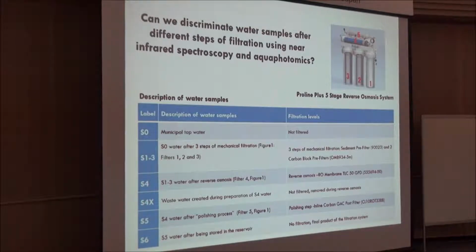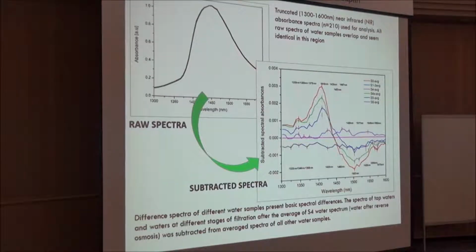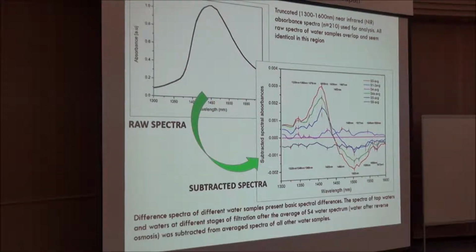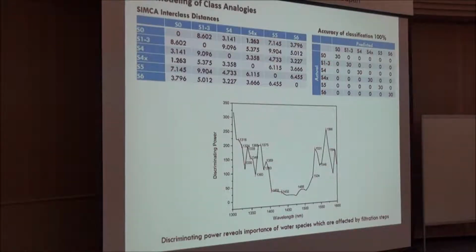the reservoir. So what we did, we collected the spectra in near infrared, and of course with the raw spectra you cannot see anything, but if you just do the spectral subtraction, you can see that these waters are changed with each of these treatments in the system, and you can even visualize some absorbance bands. Further, we did the SIMCA analysis, which is a classical analysis to discriminate between different waters, and we had very nice separation of all classes with the interclass distance larger than 3.